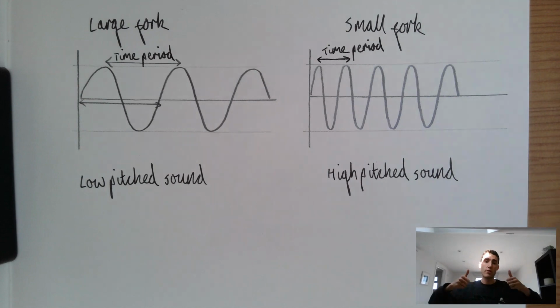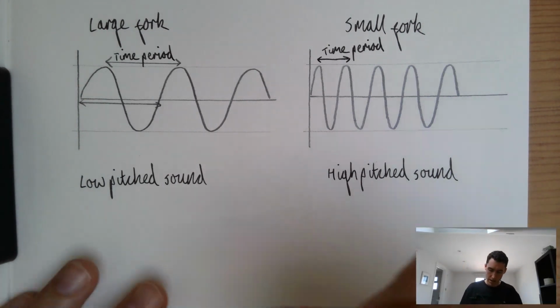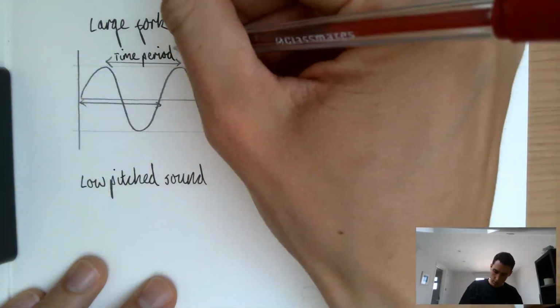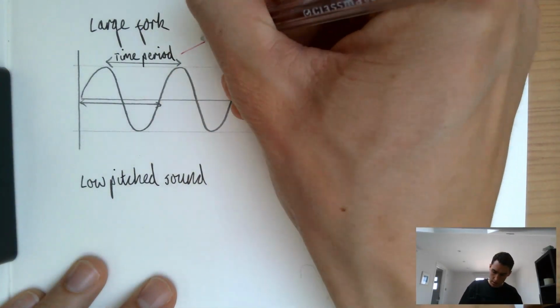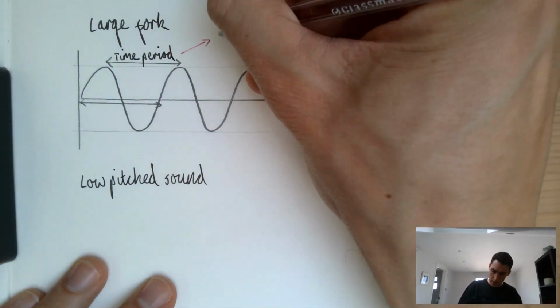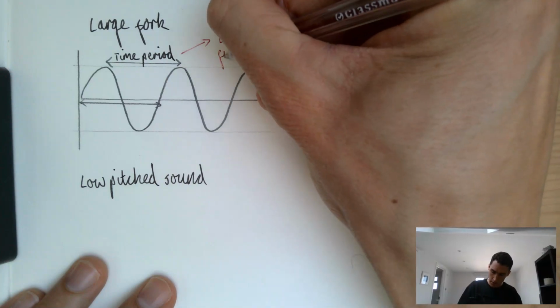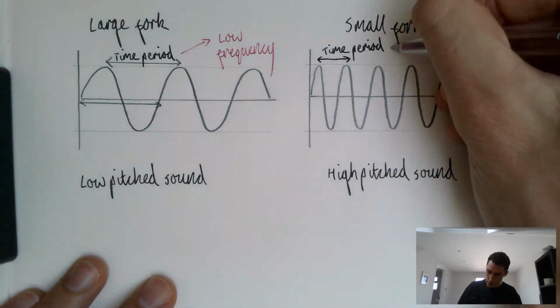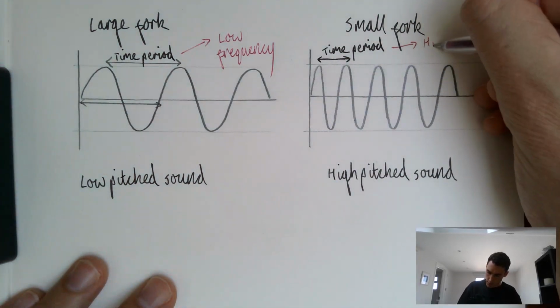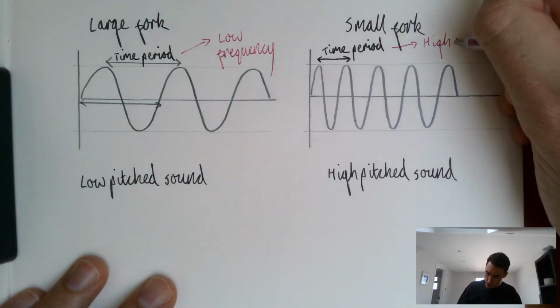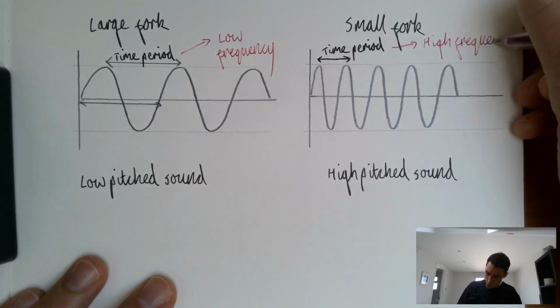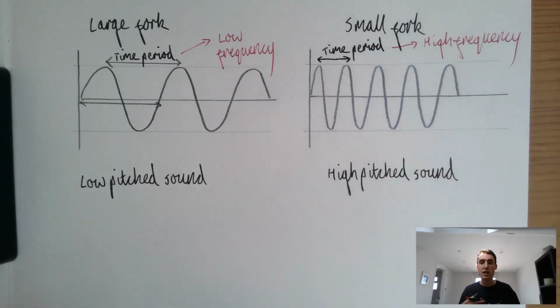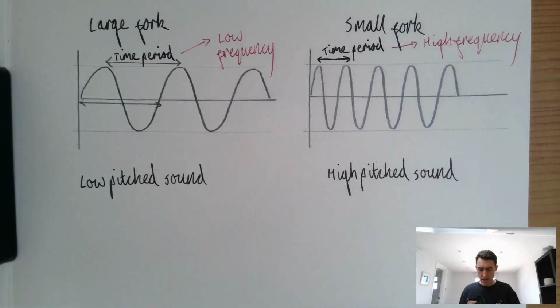So the last thing to say is it's probably worth saying to students that if you've got this long time period, that means you have a low frequency. So we might want to add something in here about frequency. So time period, this would be a low frequency. This one, because it's a shorter time period, would be a high frequency. And again, it's just another way of reinforcing what those two words mean and how that relates to the sound.